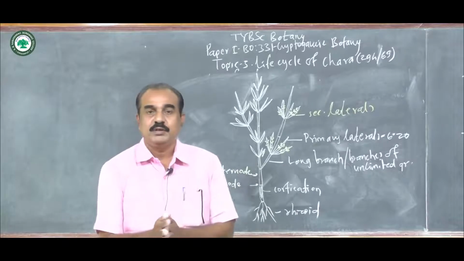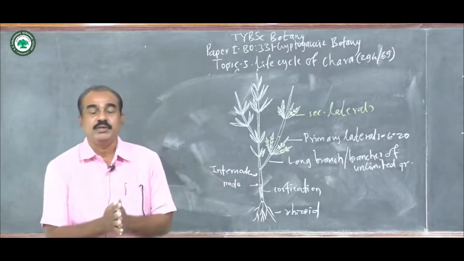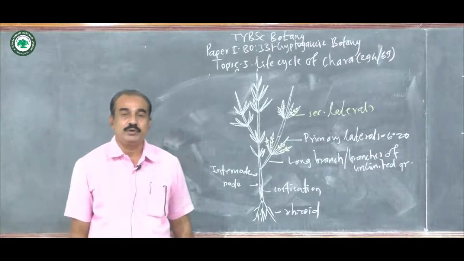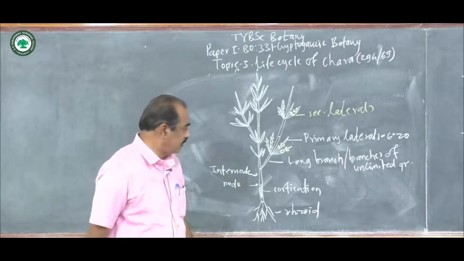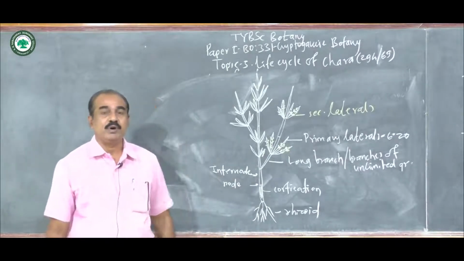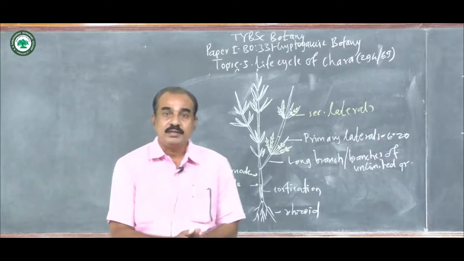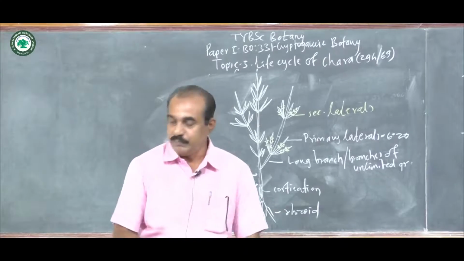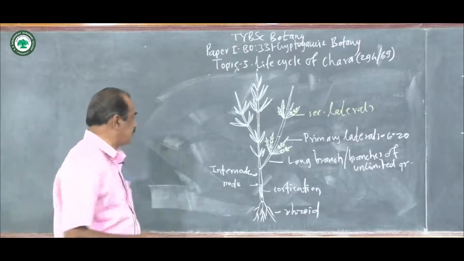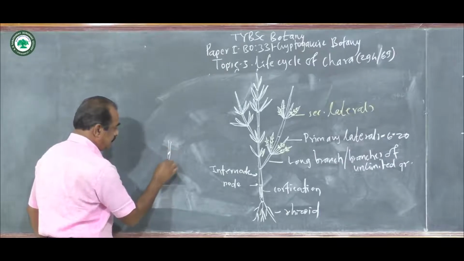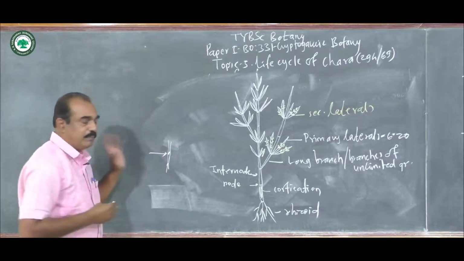Okay, this is the diagrammatic representation of the thallus structure of the Chara. The plant body is divided into two parts. The first is the rhizoid. It is important for attachment to the substratum, and it is uniseriate and it shows oblique septa. The oblique septa are like this. These are the oblique septa.